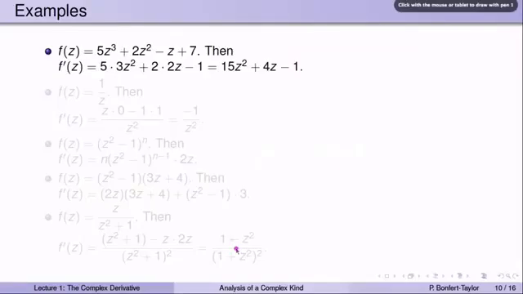Let's start with the function f of z equals 5z cubed plus 2z squared minus z plus 7. So we have a sum of a bunch of functions. The difference is the same as the sum. We can therefore differentiate these four functions individually. So what are all these derivatives?